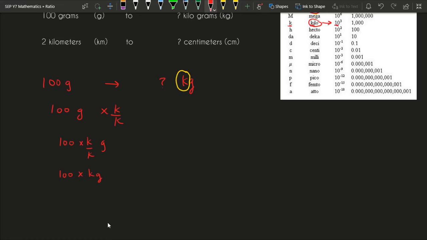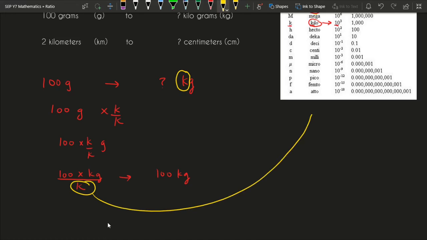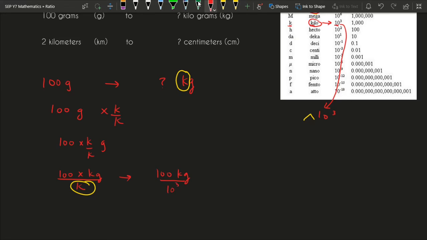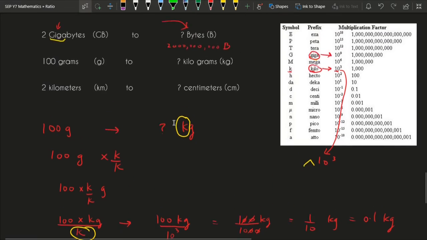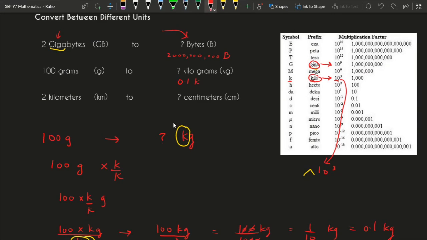100 multiplied by kilogram by kilo is equal to 100 kilogram by the value of kilo, which from the chart is 10 to the power 3. That gives us 100 kilograms by 1000, and after cancellation we get 1 by 10 kilograms. That gives us 0.1 kg. Our answer here is 0.1 kilograms.